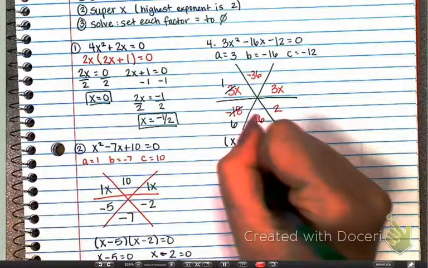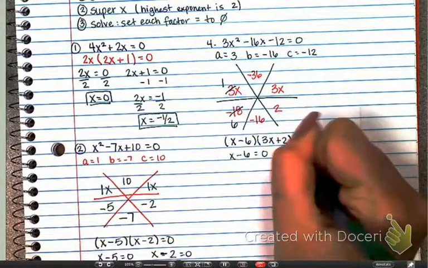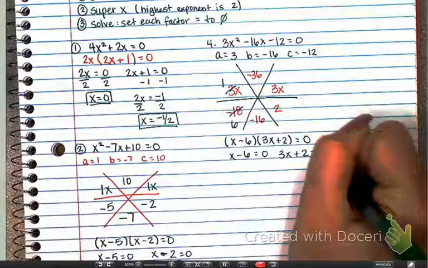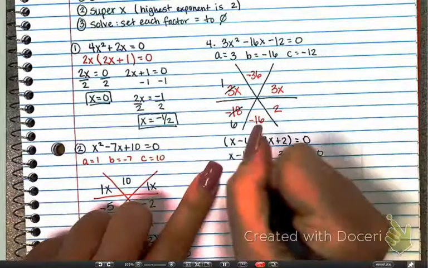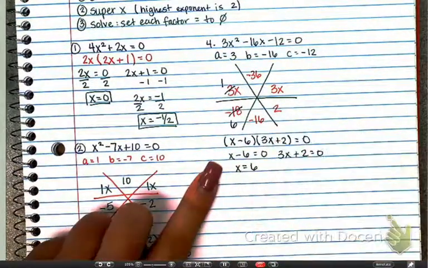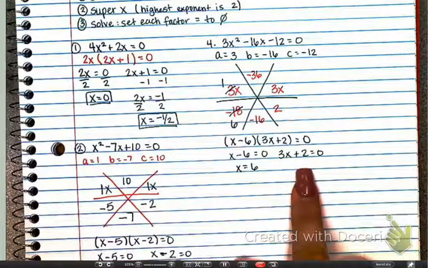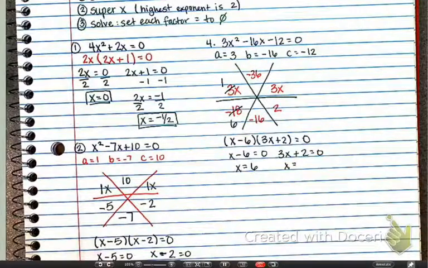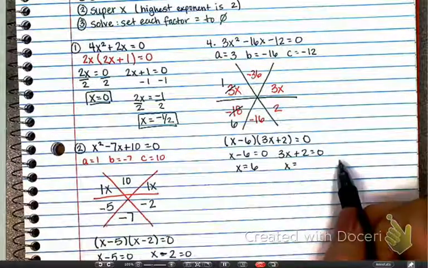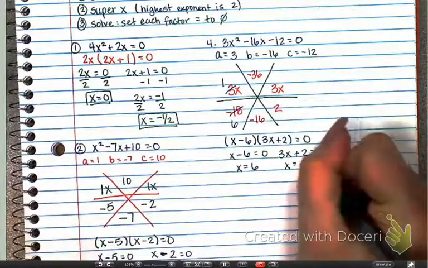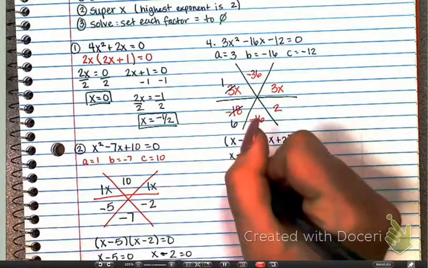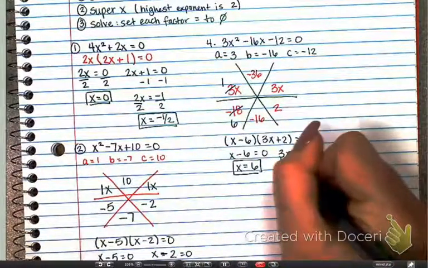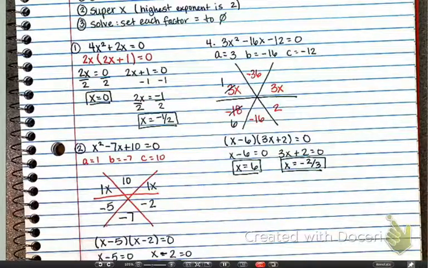We're going to take each of those factors individually and set them equal to 0. So here x equals 6. And what do you get when you solve for x here? Okay, so you subtract 2 and divide by 3, so you should have negative 2/3. If you need to write out those steps, do so.